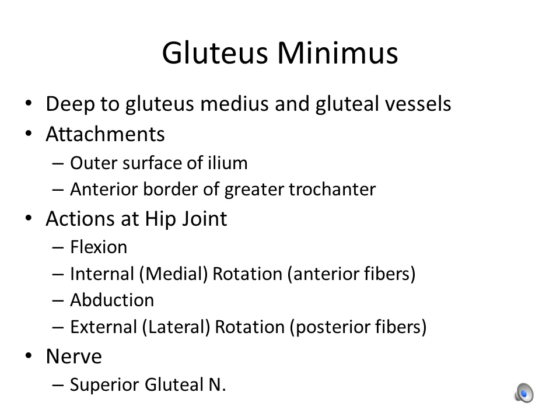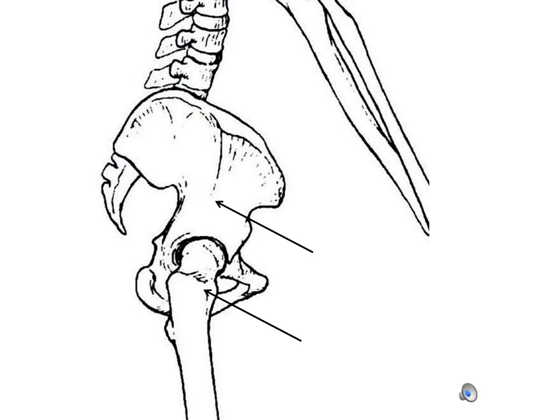The gluteus minimus lies deep to the gluteus medius as well as deep to the gluteal blood vessels. The attachments of the gluteus minimus are the outer surface of the ilium and the anterior border of the greater trochanter. The gluteus minimus has action at the hip joint to include flexion, internal rotation by the anterior fibers, abduction, and external rotation by the posterior fibers. Gluteus minimus is innervated by the superior gluteal nerve.